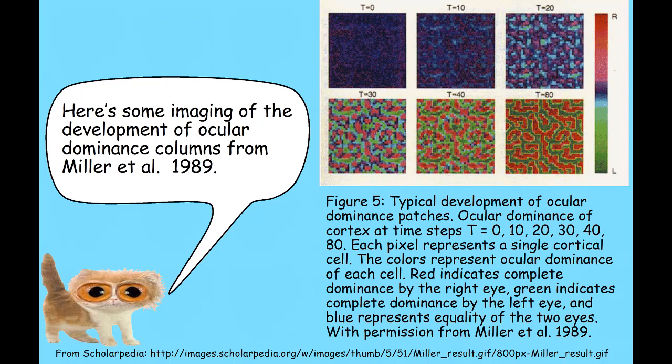And so we can see here, starting off at T0, there's very little dominance in the representation in our V1 area. In 10, we start to get some. 20, it becomes stronger. 30, until by the time we get to 80, we have these well-defined ocular dominance areas.